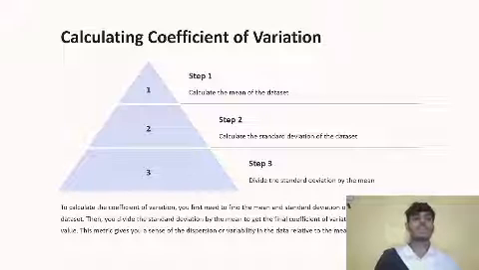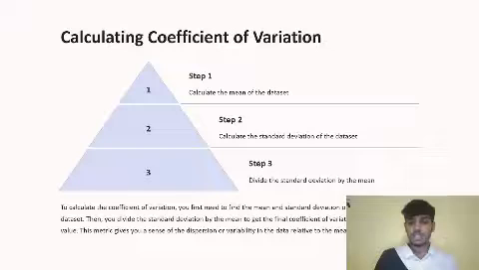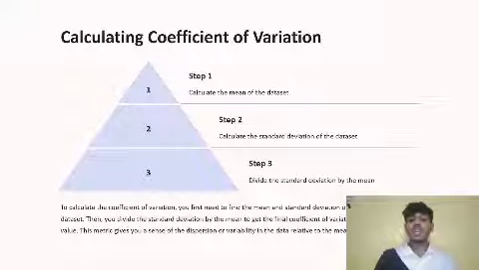Now I'm going to speak about the topic: calculating the coefficient of variation. Step number one, calculate the mean of the dataset. Step number two, calculate the standard deviation of the dataset. Step number three, divide the standard deviation by the mean. To calculate the coefficient of variation, you first need to find the mean and standard deviation of the dataset. Then you divide the standard deviation by the mean to get the final coefficient of variation value. This metric gives you a sense of the dispersion or variability in the data relative to the mean.